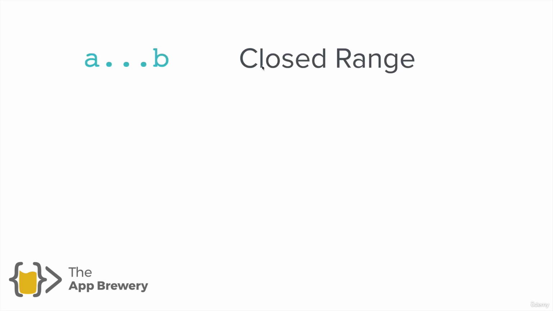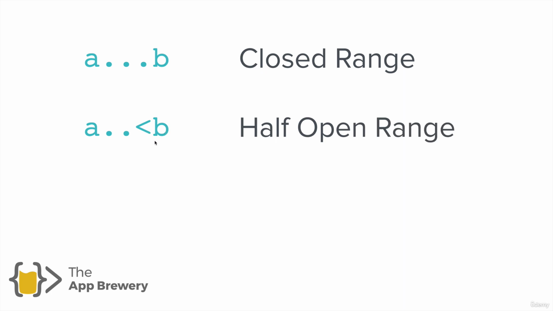We saw that you could use 3 dots to create a closed range, where you're creating a range between A and B. So for example, we could create a whole bunch of random numbers between 1 and 100, including 1 and 100. Then we would use the closed range. And then we have the half open range, where we have a less than sign at the end. And this means that we have a range between A and B, but not including B.